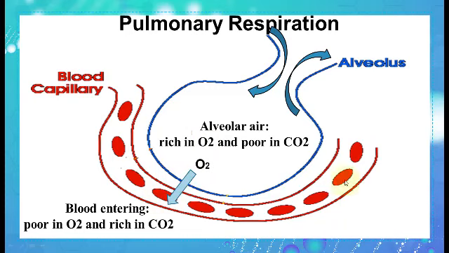What about the carbon dioxide gas? Which medium is rich in carbon dioxide gas? The blood entering is rich in carbon dioxide gas, while the alveolar air is poor in carbon dioxide gas. So the carbon dioxide gas diffuses from the blood entering to the alveolar air. So what do we call this process? This is called the process of gaseous exchange that takes place between the alveolus and the blood capillary.